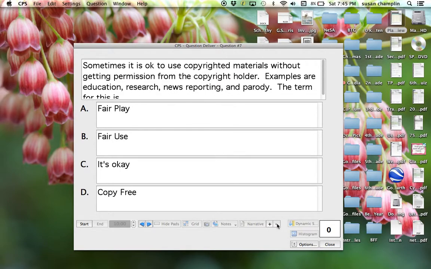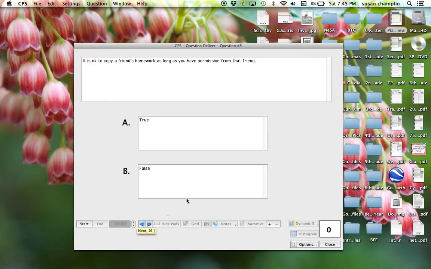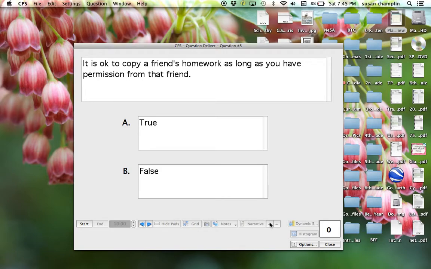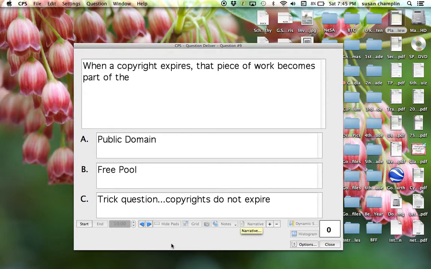Talked about fair use. We talked about why it's not okay to copy a friend's homework even though you have their permission. And a little bit about public domain.